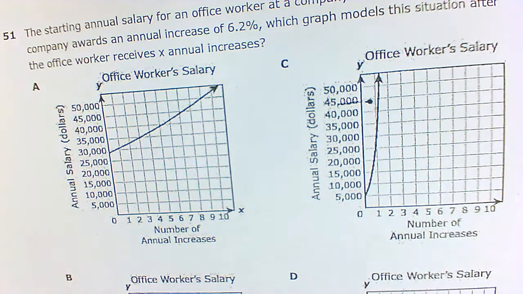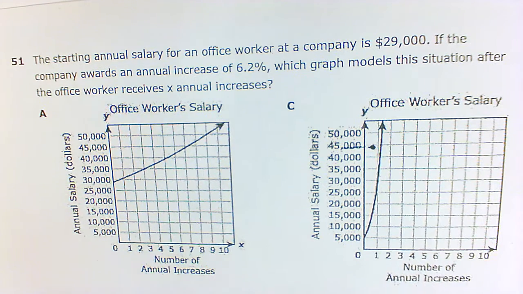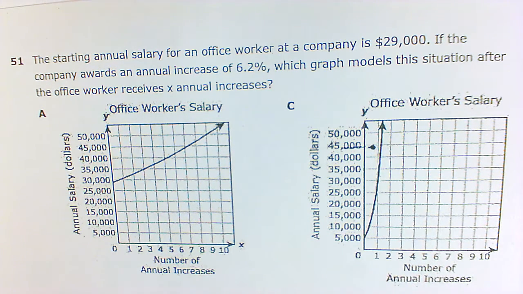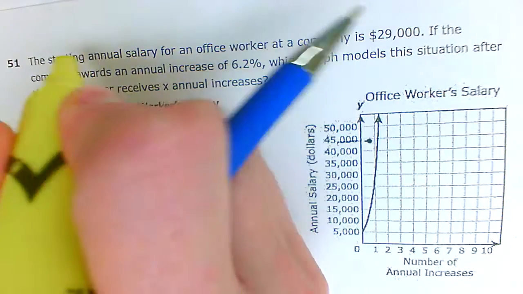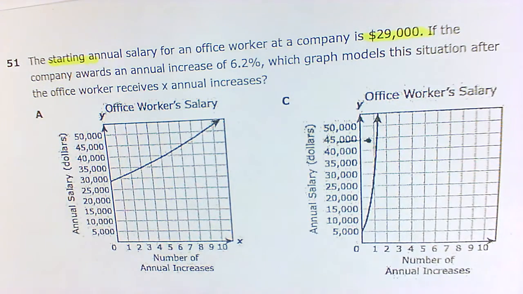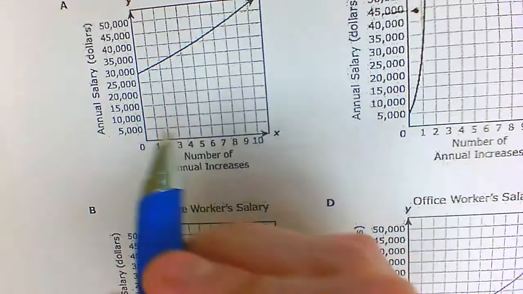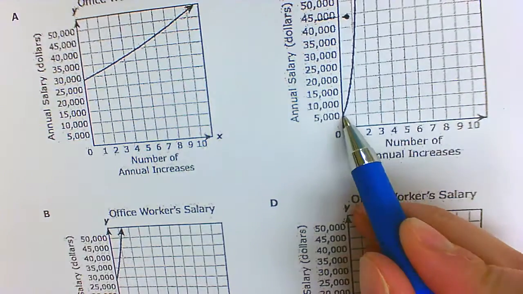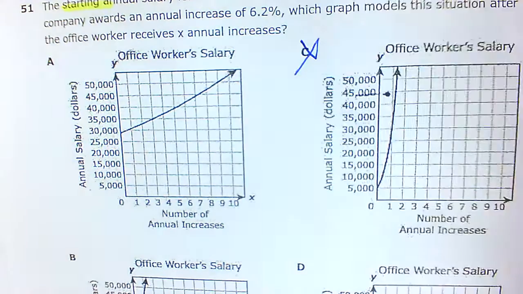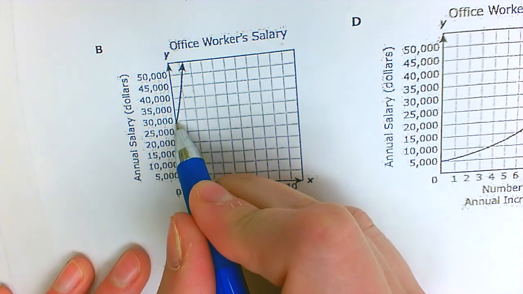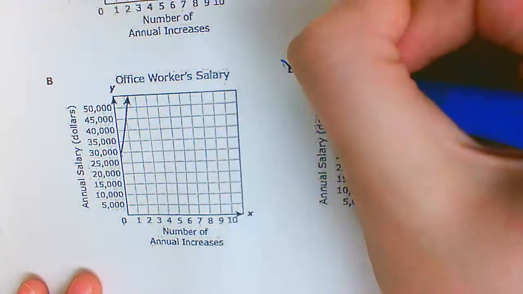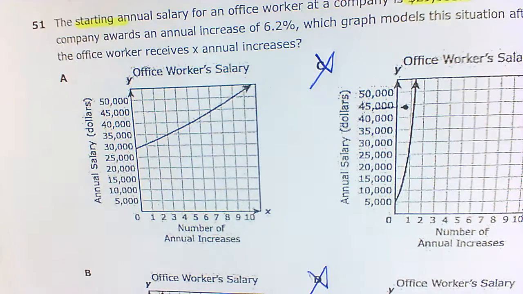All right, 51. The starting annual salary for an office worker at a company is $29,000. If the company awards an annual increase of 6.2%, which graph models the situation after the office worker receives x annual increases? Okay, so they're going to have an annual salary, and they said the starting is $29,000. So looking at A, that one starts at $29,000, but C starts at $5,000. So it's gone just from that. This one also starts at $29,000. This one does not. So I'm just stuck between A and B.